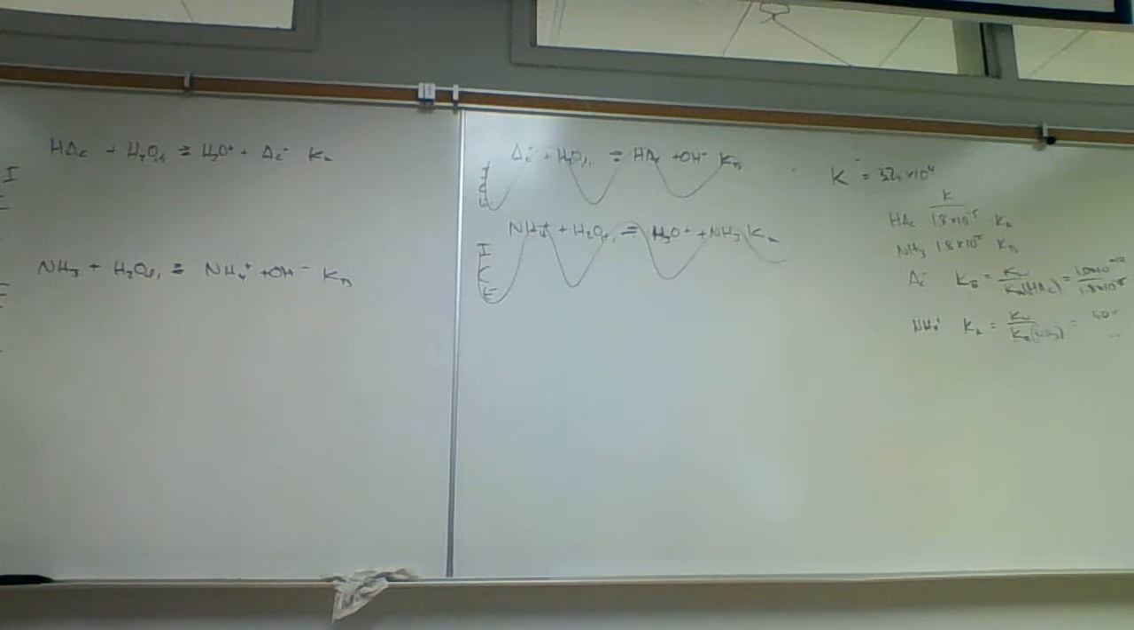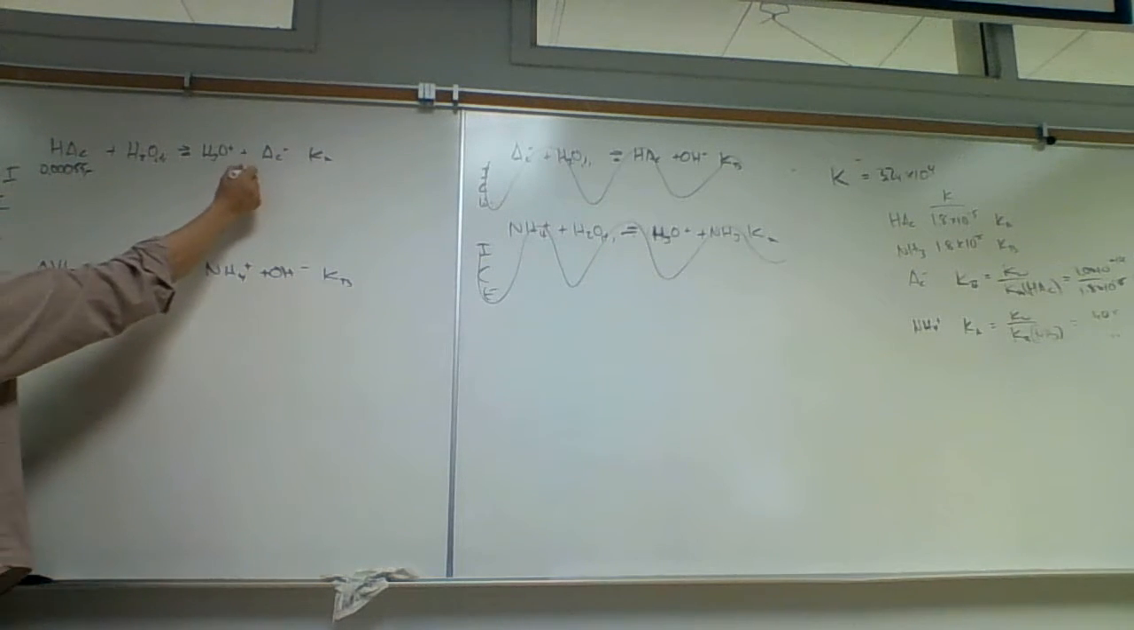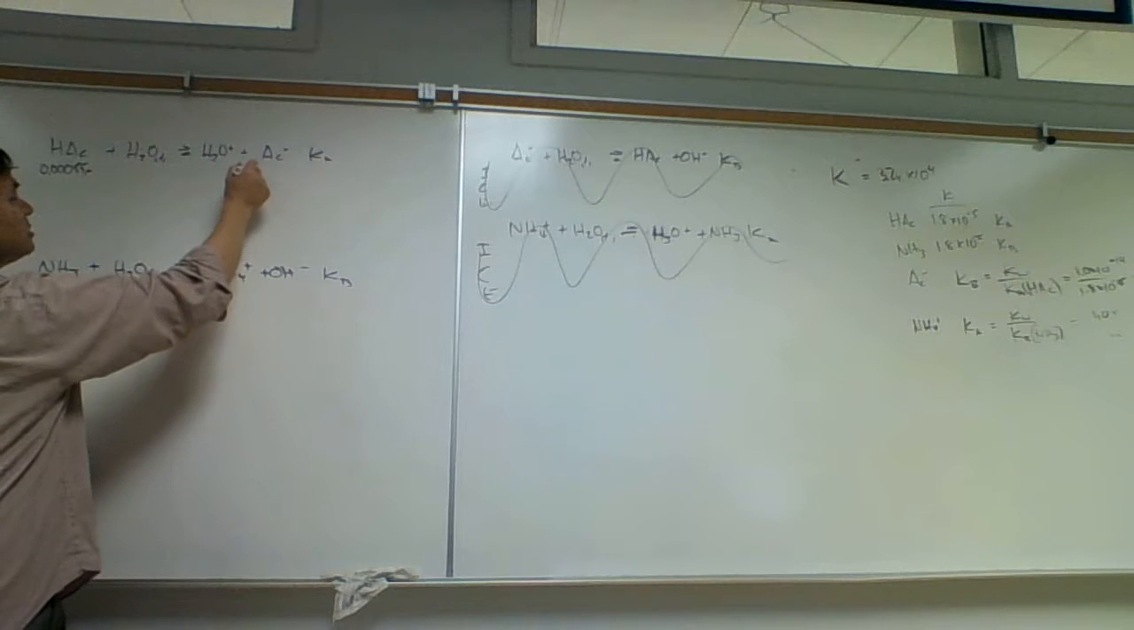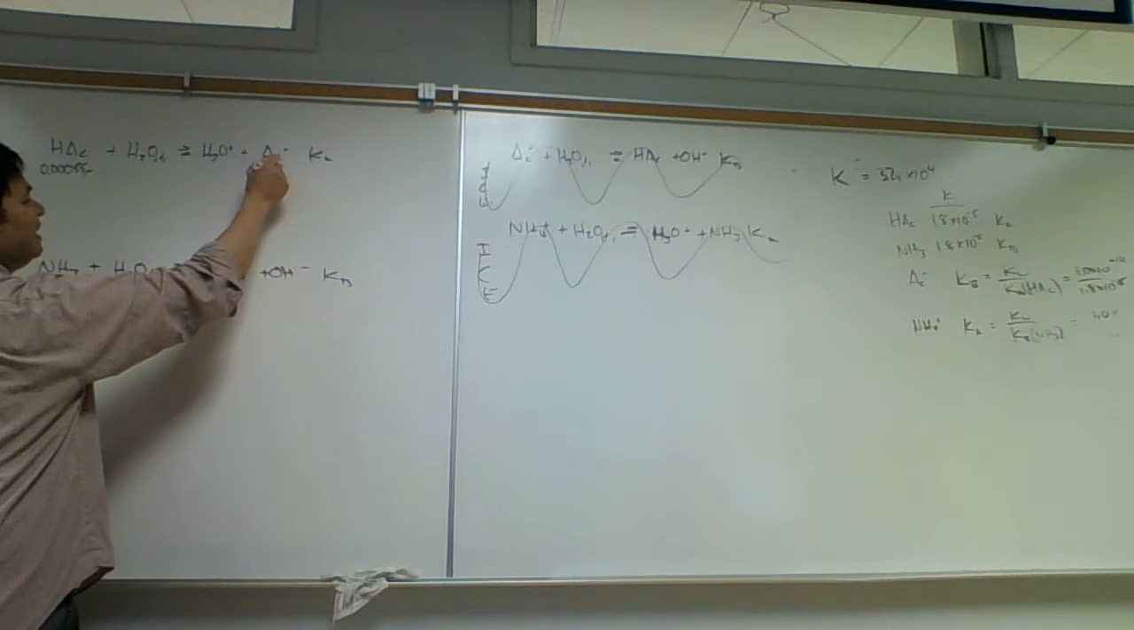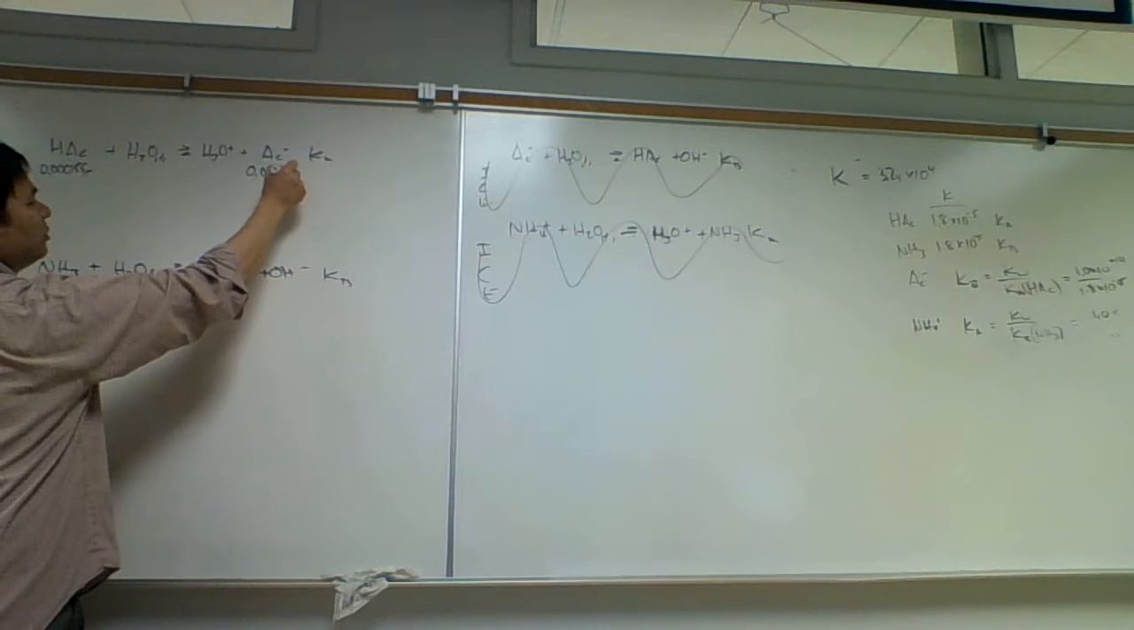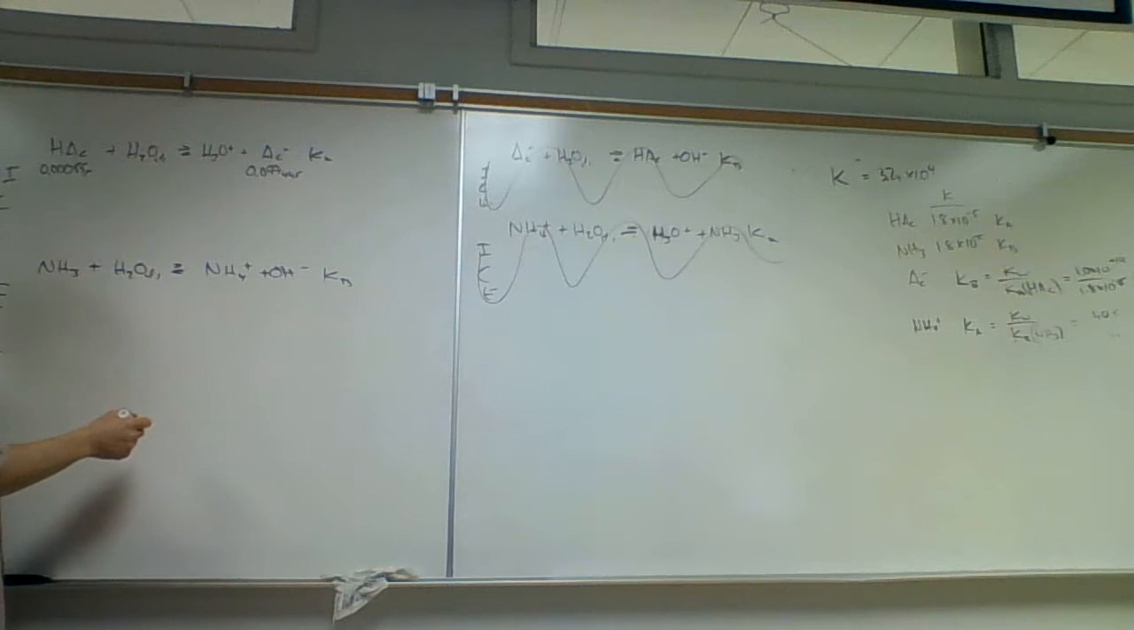And so when we do this, let's go with acetic acid was 0.000555, and the acetate here was 0.099445. Is that right?